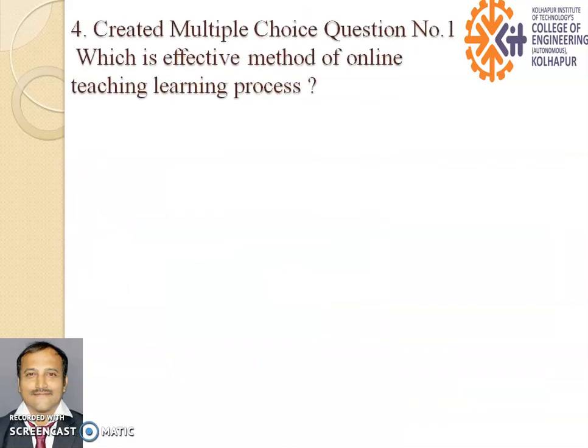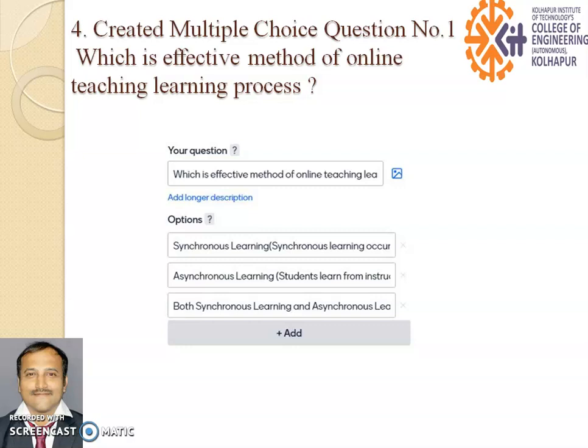Step number 4, where I have created multiple choice question number 1, which is: which is an effective method of online teaching learning process. You have to enter the question in this particular bracket. And here you can give the options: one is synchronous learning, another one asynchronous learning, third one is both synchronous learning and asynchronous learning. As we know, synchronous learning requires being online, and you can give the example of Zoom or Skype.